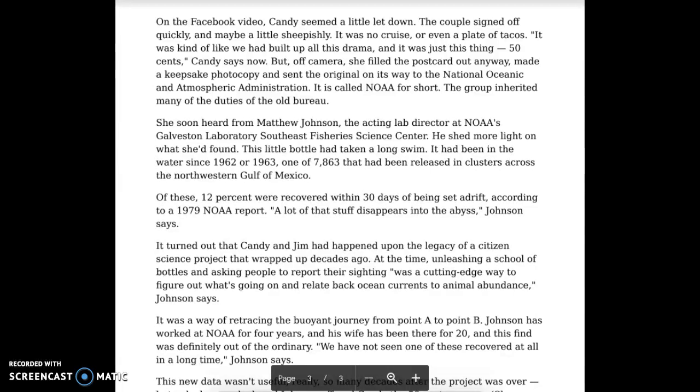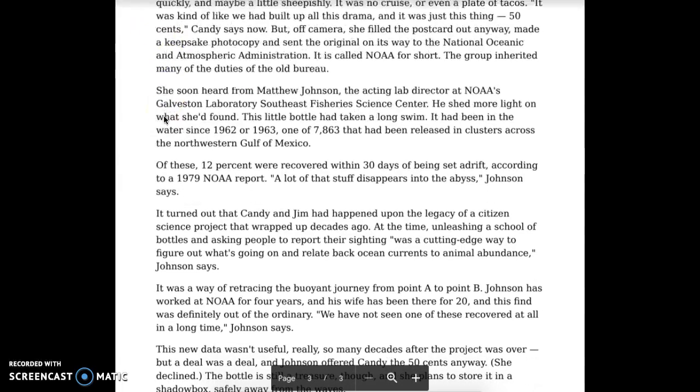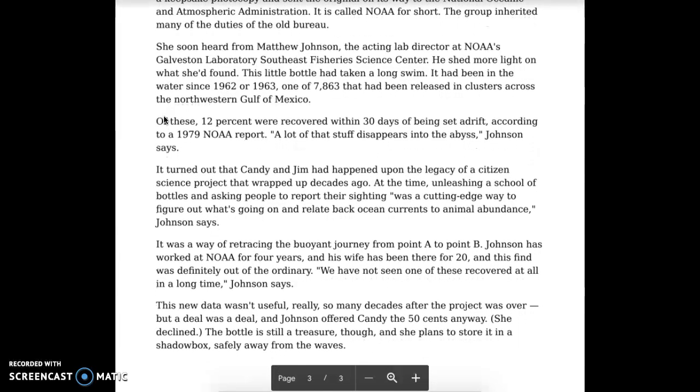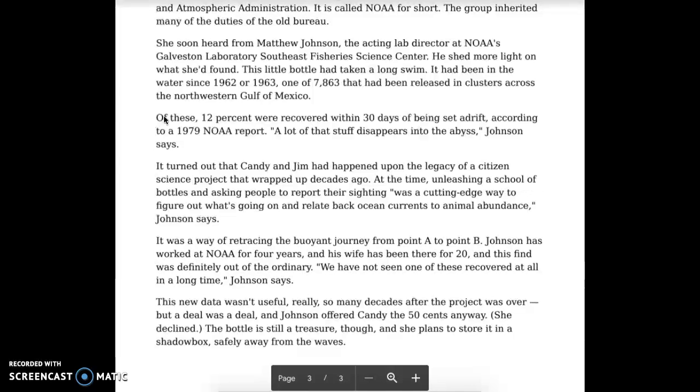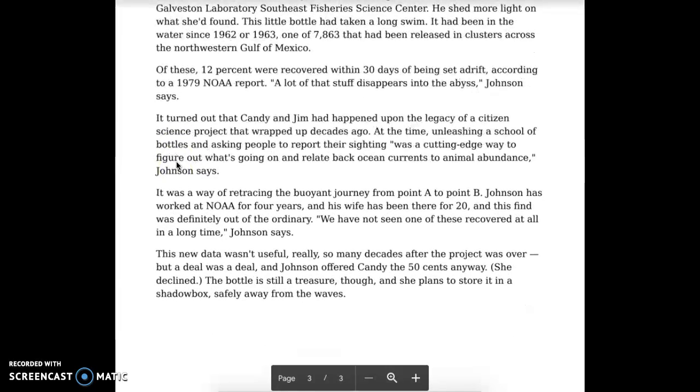It's called the NOAA for short. The group inherited many of the duties of the old bureau. She soon heard from Matthew Johnson, the acting lab director at NOAA's Galveston Laboratory Southeast Fisheries Science Center. He said he could shed some light on what she'd found. This little bottle had taken a long swim. It had been in the water since 1962 or 1963, one of 7,863 that had been released in clusters across the northwestern Gulf of Mexico. Of these, 12% were recovered within 30 days of being set adrift, according to a 1979 NOAA report. "A lot of that stuff disappears into the abyss," Johnson says.